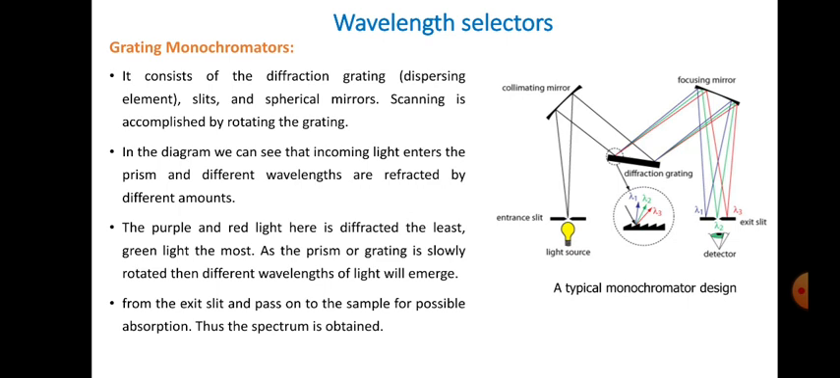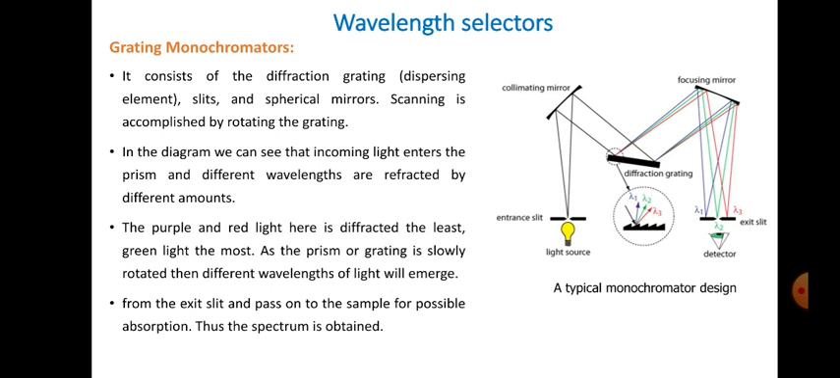Here, right. So if I rotate this diffraction grating in such a way that I can allow lambda 1 to come out from the exit slit, and lambda 2 and lambda 3, that is green and red, I can restrict. So this can be done very easily in the spectrophotometer, and you can scan your sample in the entire visible and UV range, that is from 700 to 200 nm, within a fraction of time, right.